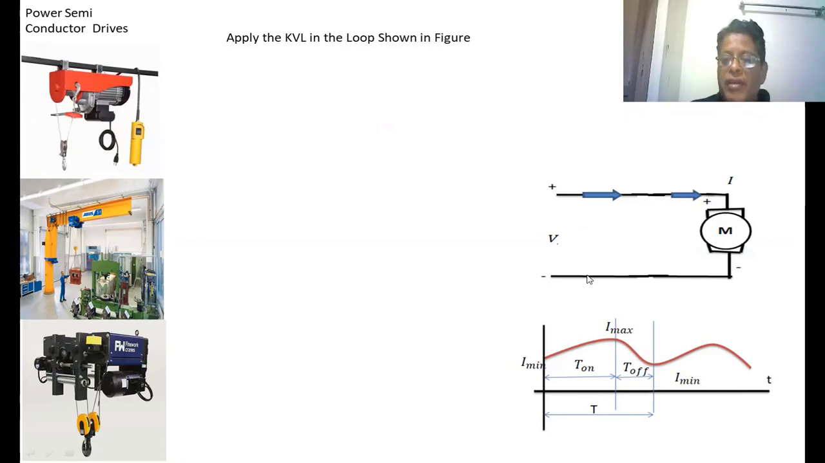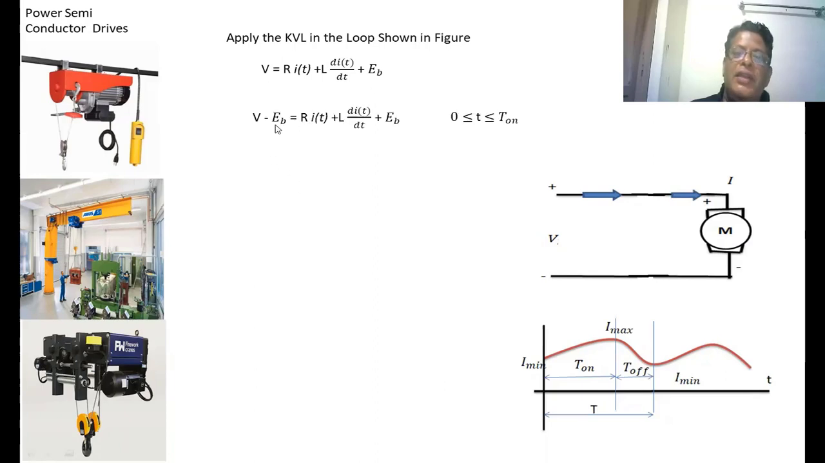Now, when you apply the KVL in this loop, you get the input voltage equal to the voltage drop across the resistance plus the voltage across the inductance, which is L into di by dt, plus EB. Now, EB is a constant, take it to this side. V minus EB equal to R into i of t plus L into di by dt. Here EB is not there. Now, this is the equation for t greater than 0 and less than t on.